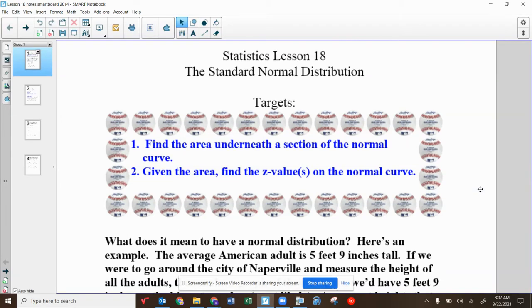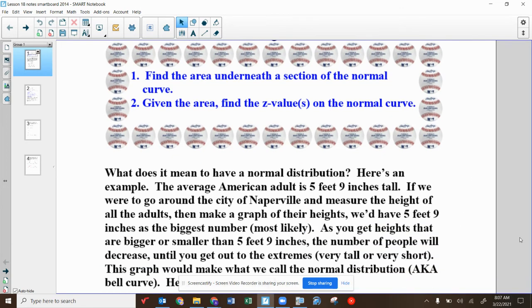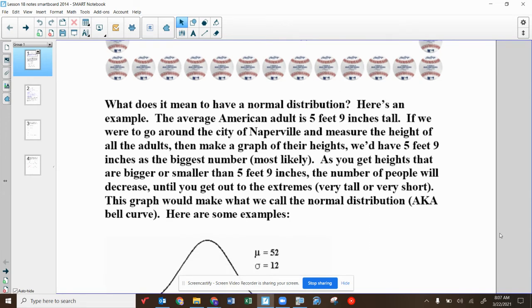All right. Unit 5, lesson 18 is going to be on standard normal distribution. So you did a little bit of normal distribution in Algebra 2. And basically, the idea is you have an average, typically a mean is what we'll refer to when we're doing normal distribution. We're going to be using means.